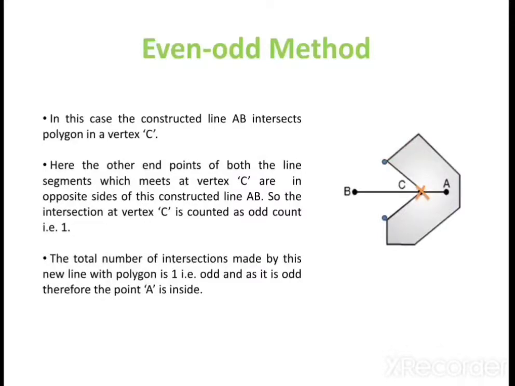So the total number of intersections here is single, that is 1, and with that intersection the count is nothing but 1, because they are lying on the opposite side. That is why I am considering it as an odd count which is equal to 1. So we can say that point A is inside.